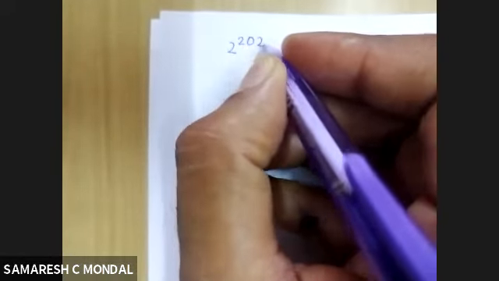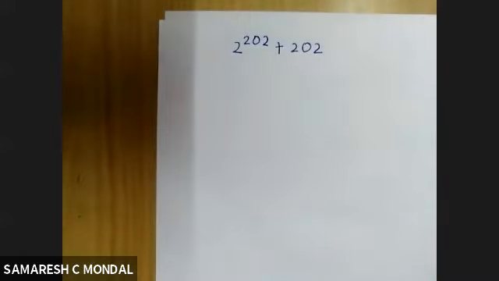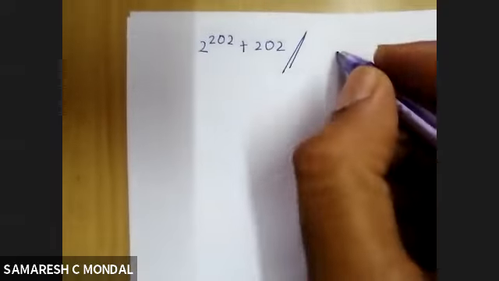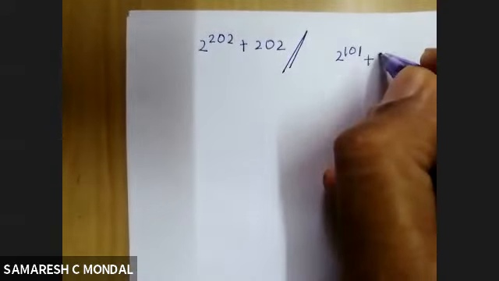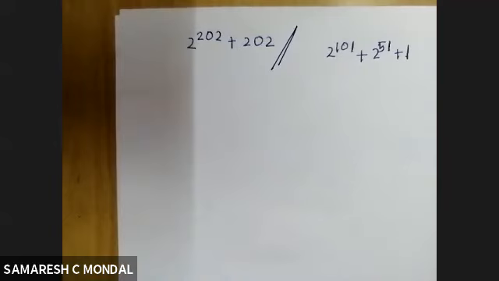Another beautiful problem, which I'm going to discuss right now. It's given 2 to the power 202 plus 202. This is a very big number; obviously you cannot find it by using a calculator. Students always try to use a calculator. If this big number is divided by 2 to the power 101 plus 2 to the power 51 plus 1, what will be the remainder?